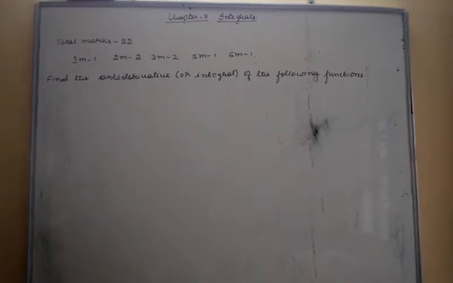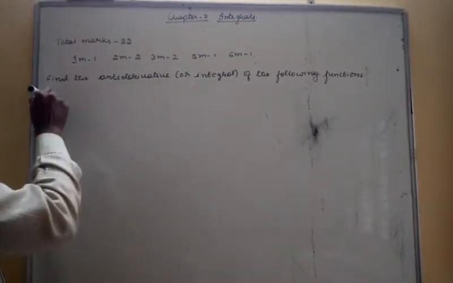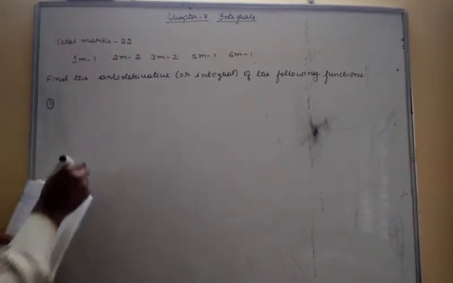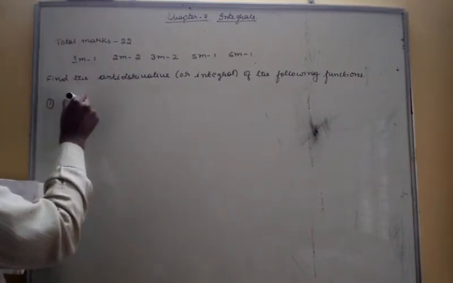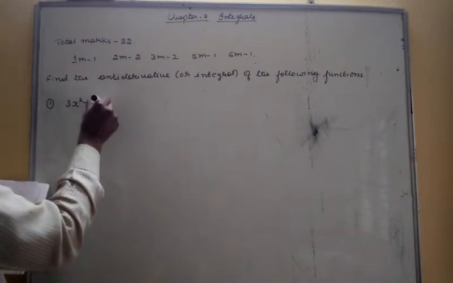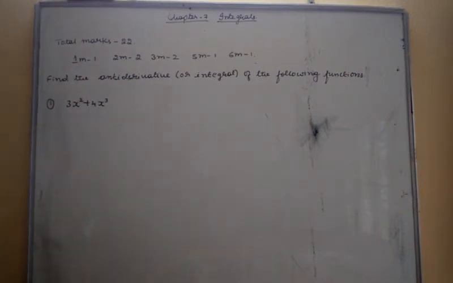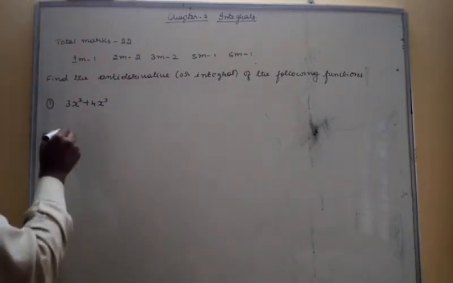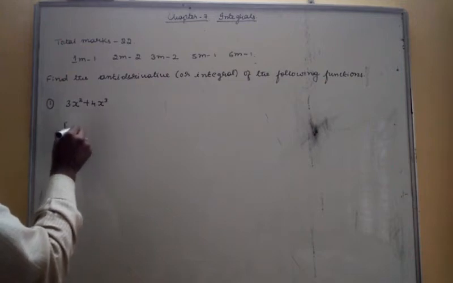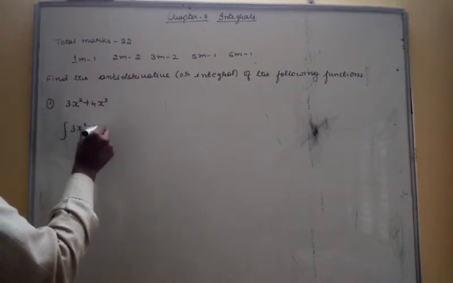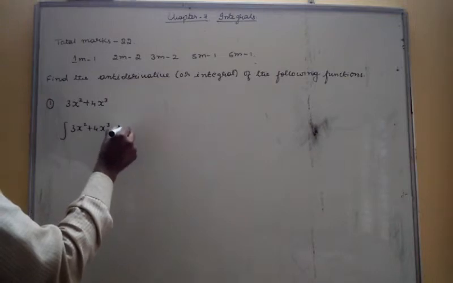The first problem is 3x square plus 4x cube. He has given to use the method of inspection. So let us first integrate: the integration of 3x square plus 4x cube with respect to x.